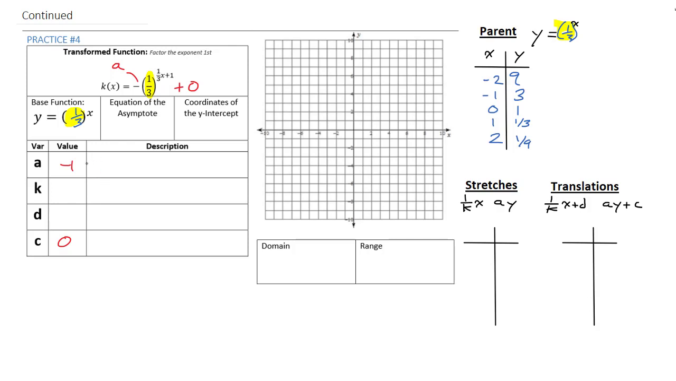Since A is negative, it tells us there's a vertical reflection, right? Now, it's 1, so there's no stretch. You're multiplying by 1, which isn't going to change anything. So if you want, you can say there's no vertical stretch, or you can just leave it blank. Same with this. There's no vertical translation, right? It's not going up or down.